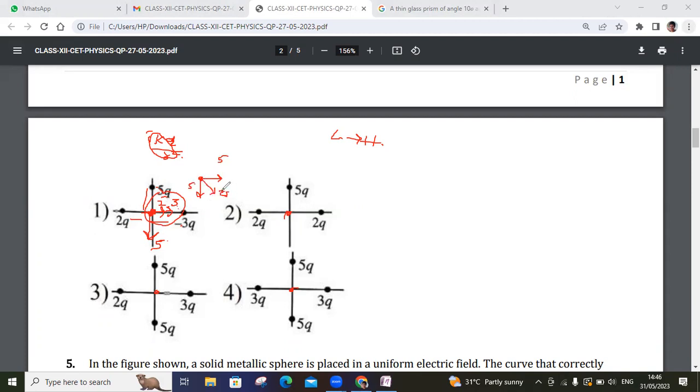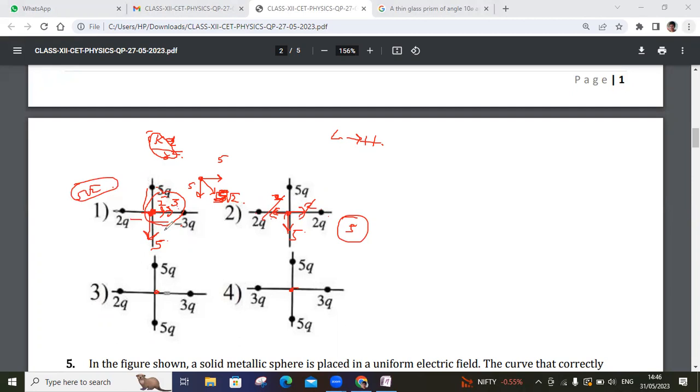Net will be 5 root 2. Right? Magnitude of net field will be 5 root 2. So for 1 it is 5 root 2. And then for 2, if you see, this will be 5. This will be 2. Due to this, it will be 2. So these two can be answered. So it will be 5 in magnitude.